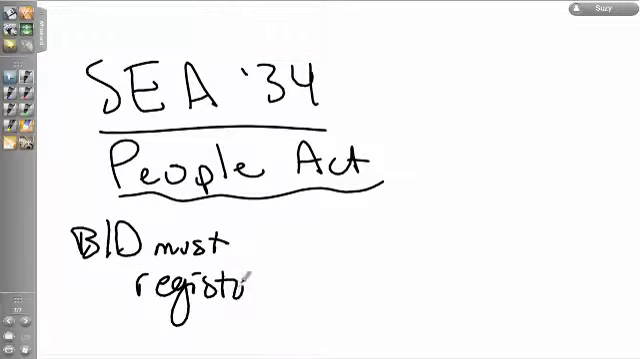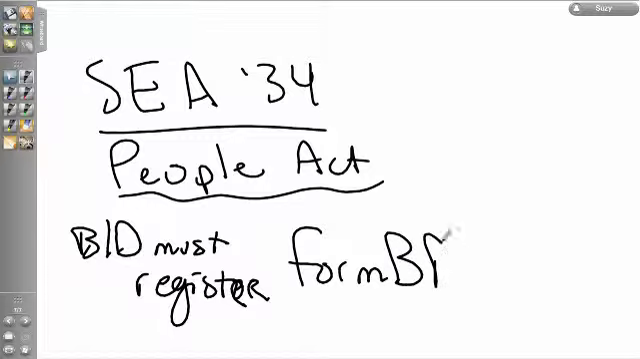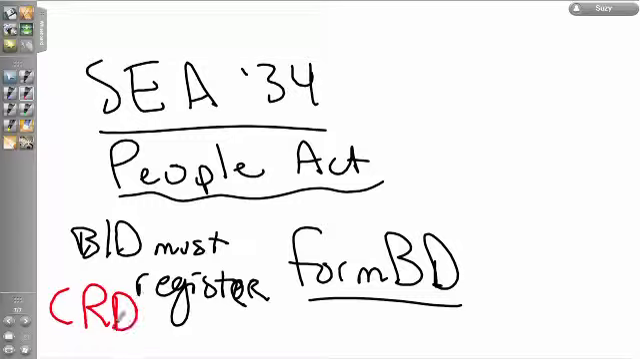What form do they fill out? You know this. Form BD. That's easy. Of course it stands for broker-dealer. Broker-dealers must register. Form BD is filed electronically. How is it filed? Where is it filed? It's filed through the Central Registration Depository, the CRD. So, filed electronically.